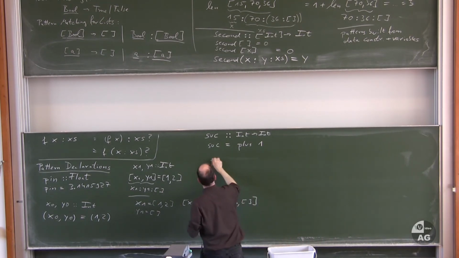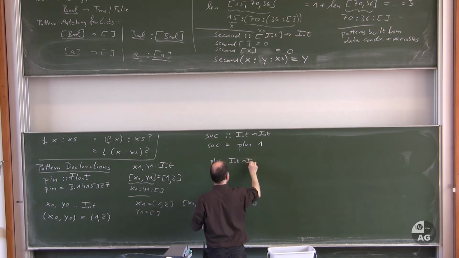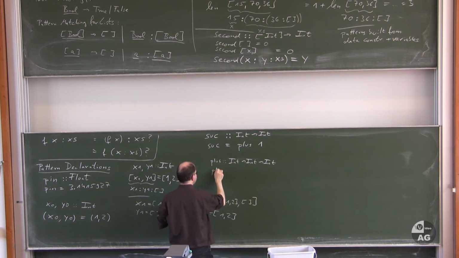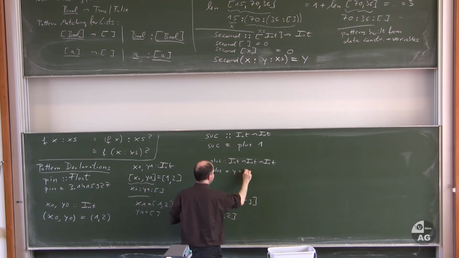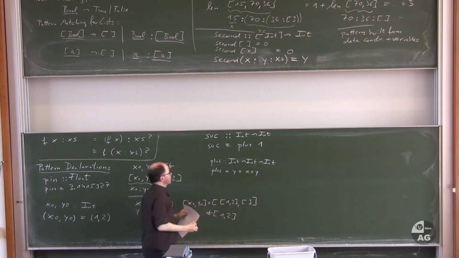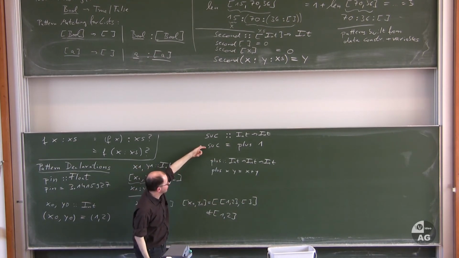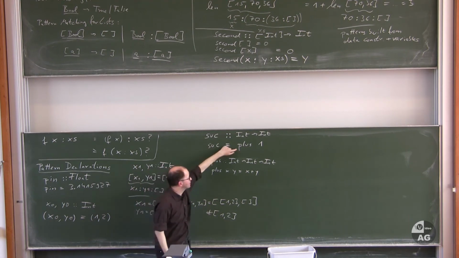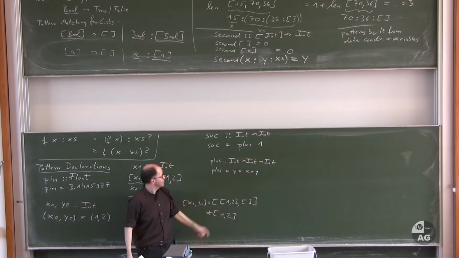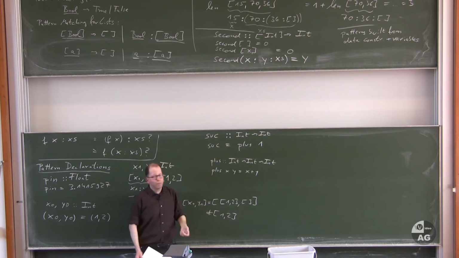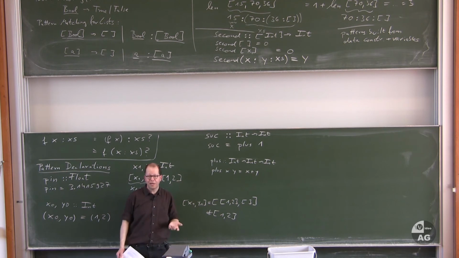So plus was the function from int to int to int, where plus of x y is x plus y. So this is again an example for partial applications, because plus is now only applied to a single argument. And so suc is the function that is like +1, but it waits for another argument, and when this other argument comes, it increases the argument by 1.